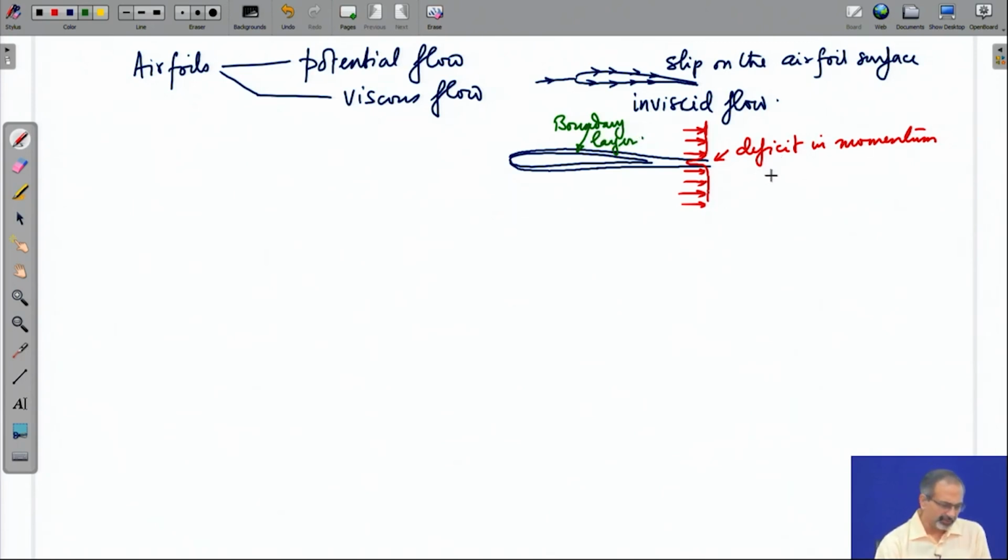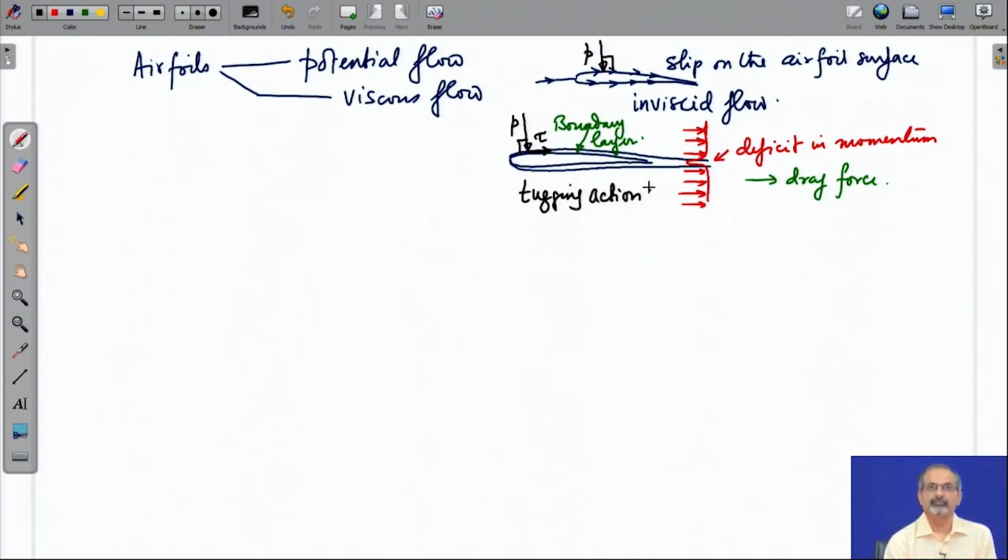Now, this deficit in momentum can be correlated with the drag force which is acting on the airfoil and which is purely a viscous effect. So, in the case of the inviscid flow, we only have the pressure acting normal to the surface, while in the case of viscous flow you have pressure acting normal and additionally the shear stress acting tangential to the surface. So, that it has a so-called tugging action, it pulls the body back. In other words, you have both Cp and Cf here and only Cp distribution over here.